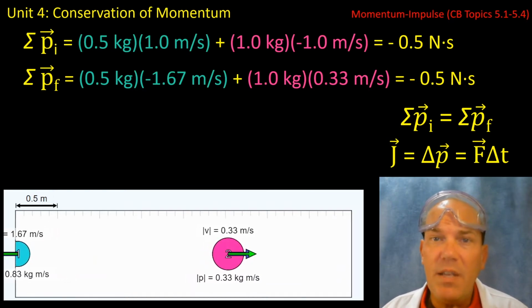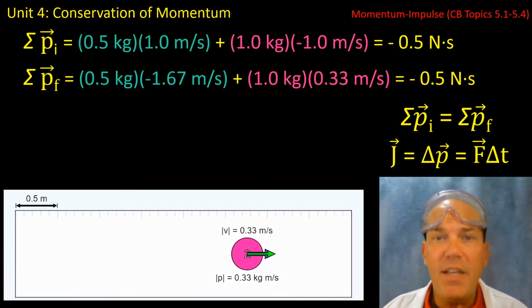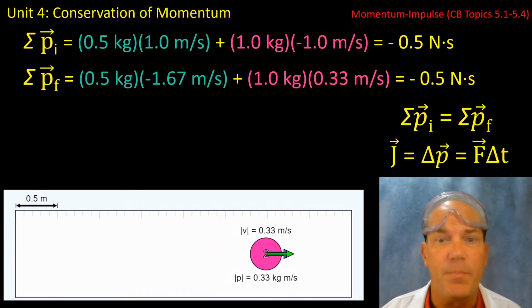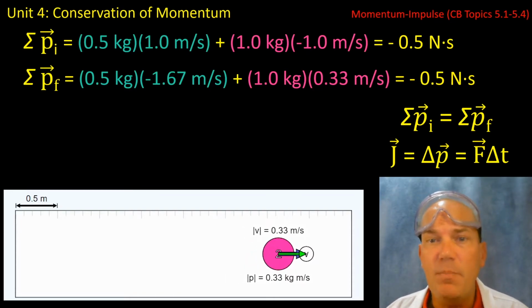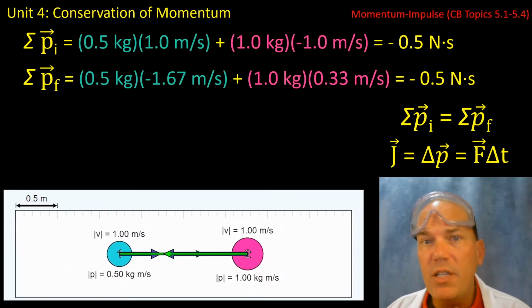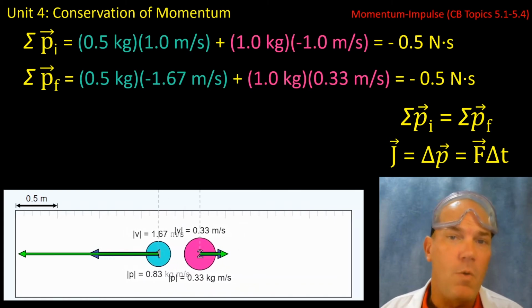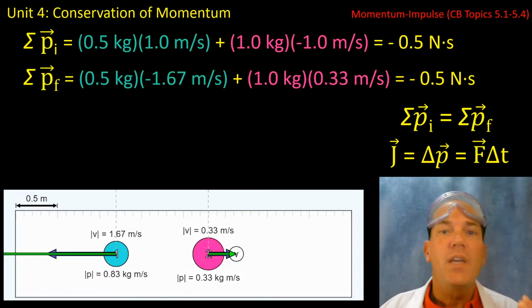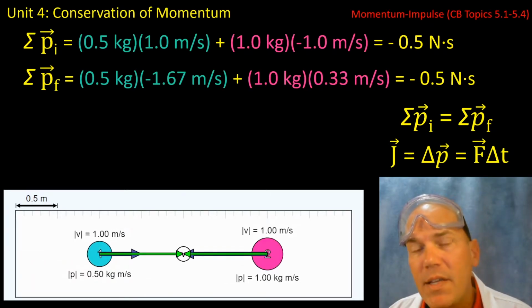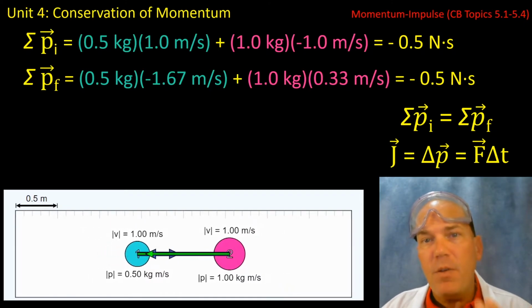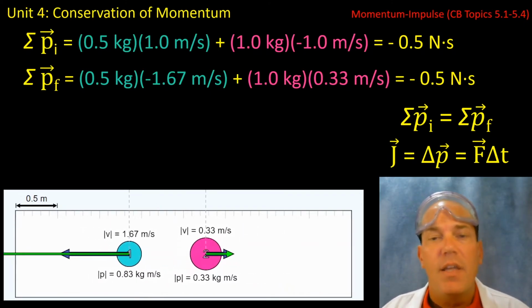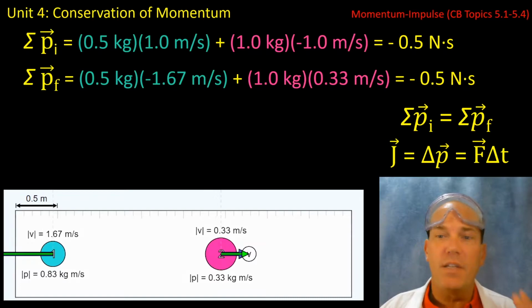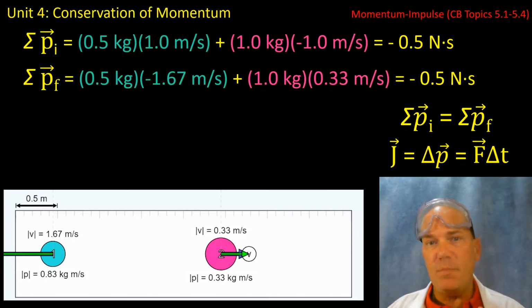And of course, again, we've defined to the left as negative for our coordinate system. Let's look at the magenta ball, which was originally moving to the left at 1 meter per second. However, now, after the collision, it's moving to the right at about 1/3 of a meter per second. That's what happened after the collision with the magenta ball.